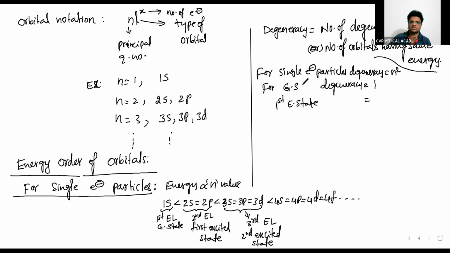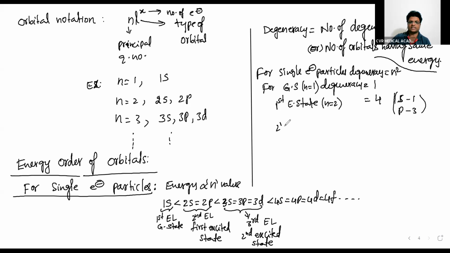For ground state, n is equal to 1. So degeneracy 1. Excited state is n equal to 2 state. 2s and 2p. 2 square, that means 4. How 4? 1 is 1 s orbital. P orbitals are 3. Like this.